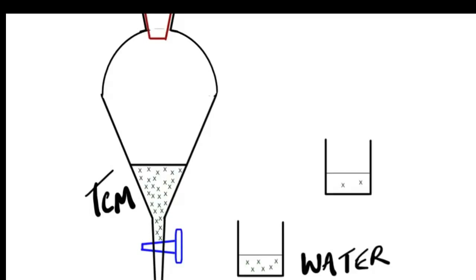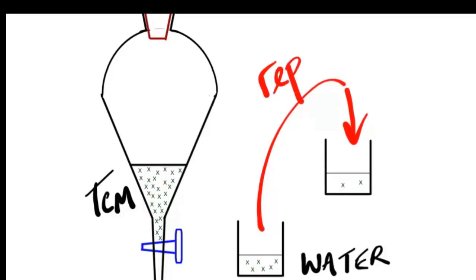And fresh tetrachloromethane would be added to the funnel, and the funnel would be shaken once more, so the process is repeated, and that would extract even more of the iodine from that aqueous layer. Not all of it, but a good deal more of it.